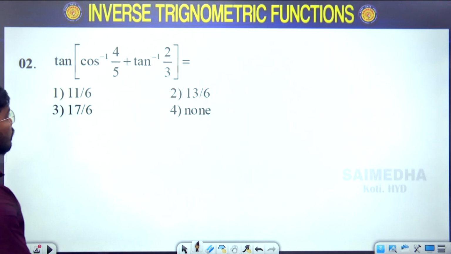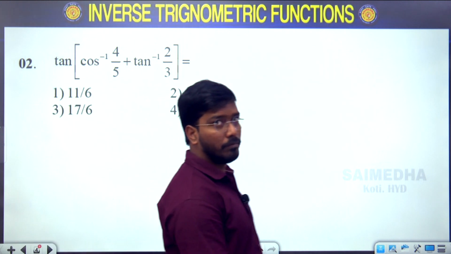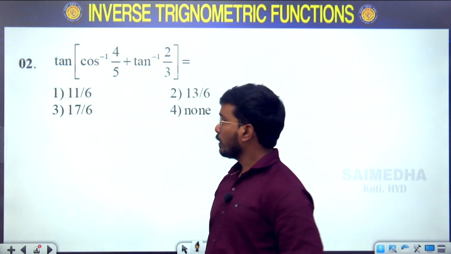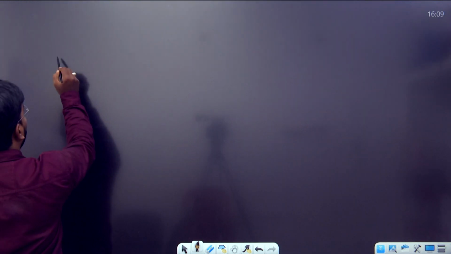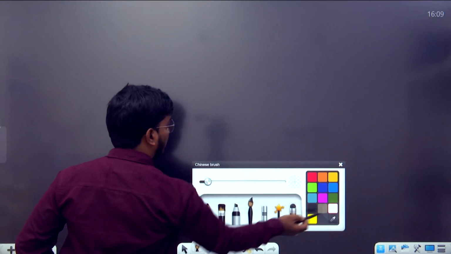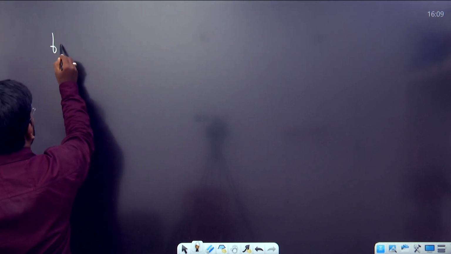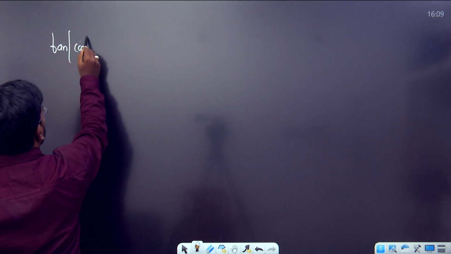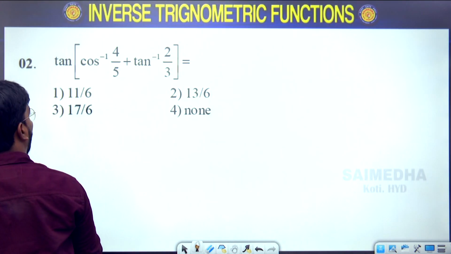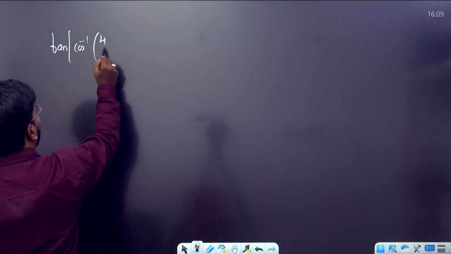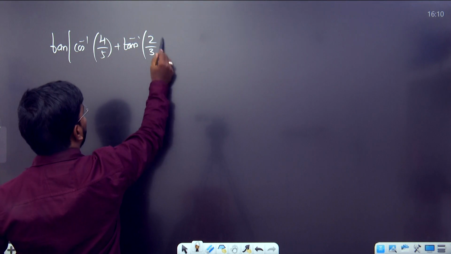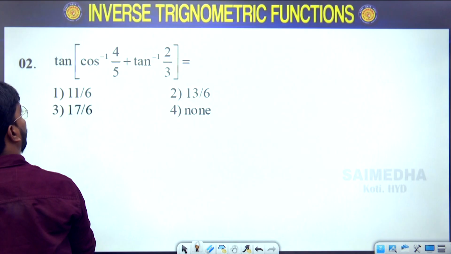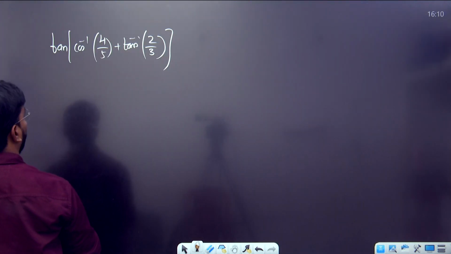Next question. Tan of cos inverse of 4 by 5 plus tan inverse of 2 by 3. Okay, cos inverse 4 by 5, tan inverse 2 by 3. So tan of cos inverse of, what is the value given there? 4 by 5, plus tan inverse of 2 by 3, right? Am I correct? 2 by 3, 4 by 5, right?